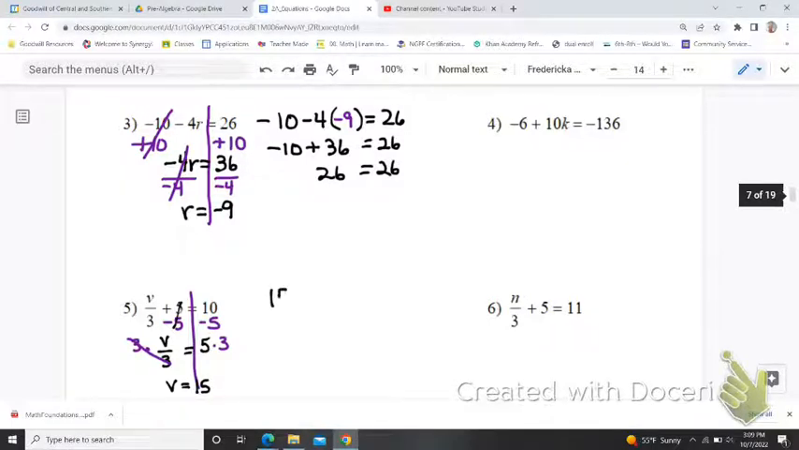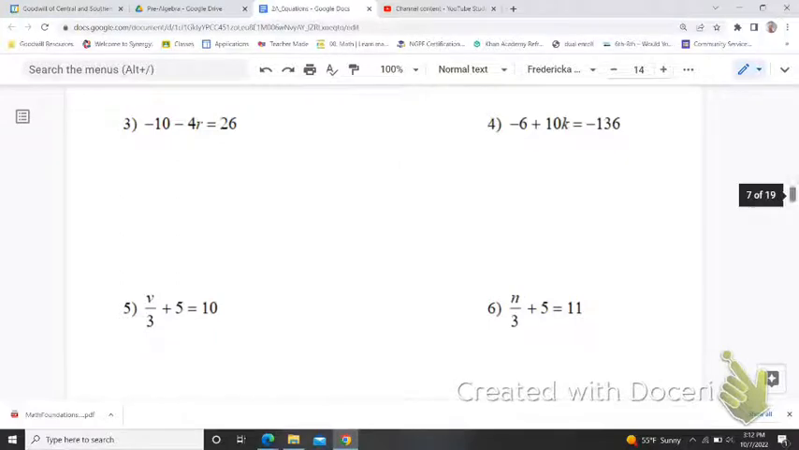So I could check that. 15 over 3 plus 5 should equal 10. 15 over 3 means 15 divided by 3, which is 5. 5 plus 5, I think we can all agree is 10. All right, so there's a couple examples. Keep in mind there are some other examples already worked out in your packet the way it was printed. So let's see what we have coming up next.